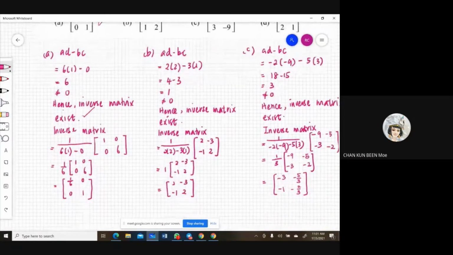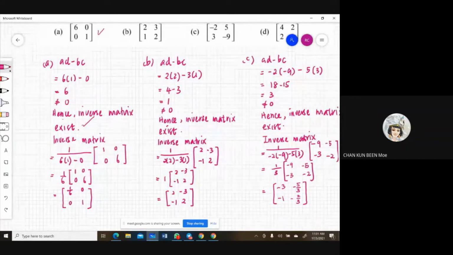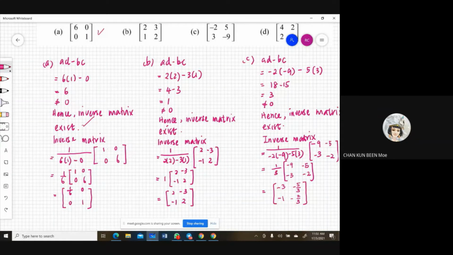So we are going to look for the inverse matrix. You are going to find 1 over AD minus BC, and then you exchange the positions of the 1 and 6. The 0 remains because there's no negative 0. After the calculation, you will get 1 over 6, 0, 6, 1, 0, 1.